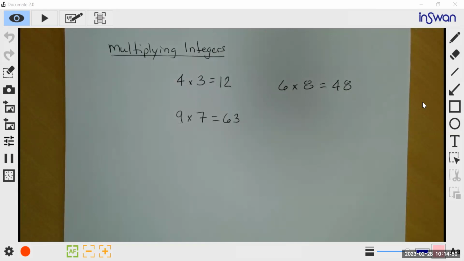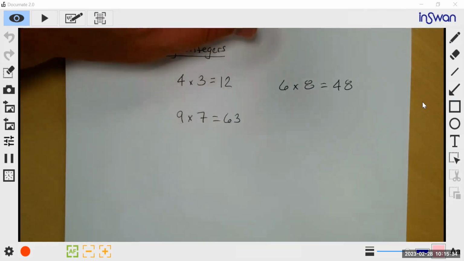9 times 4. Put down your 4th finger. What's the answer? 36. Put down your 4th finger. Your 4th, 1, 2, 3, 4. 36. 9 times 8. Put down your 8th finger. 72. So yes, nines are super easy.